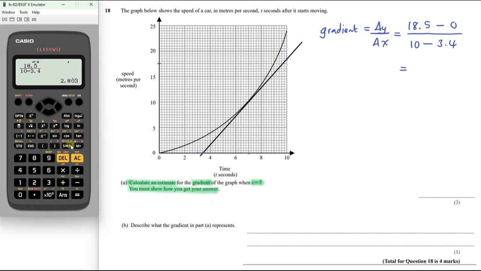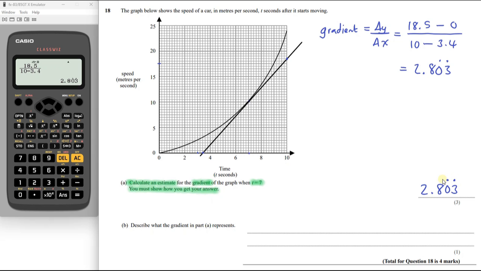And we get 2.803, where the 0 and the 3 are recurring. So that's going to be my answer. The gradient of the line is 2.803 with the 0 and the 3 recurring. And this isn't going to be the exact answer.